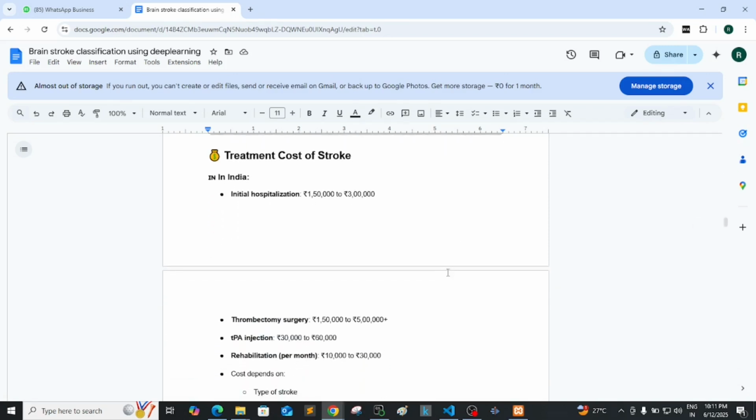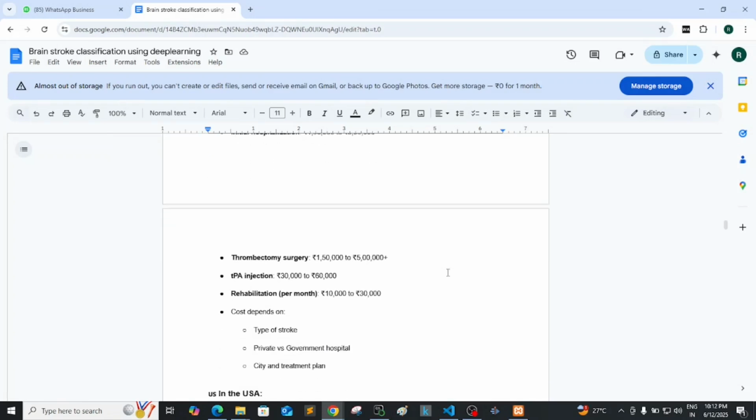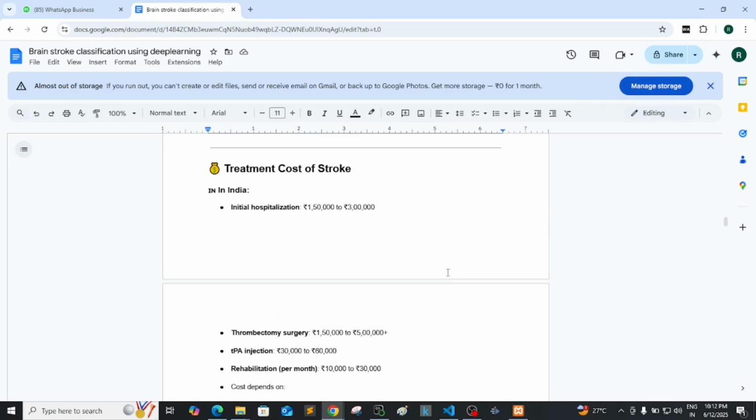And we'll finally come to a most important thing, that is the treatment cost. How much it costs in India, in which type of treatments. Initial hospitalization itself will cost around 1 lakh to 3 lakh in India. Thrombectomy surgery will cost around 1.5 lakh to 5 lakh. TPA injection 30,000 to 60,000. Rehabilitation 10,000 to 30,000 Indian rupees. And these are the average amounts.